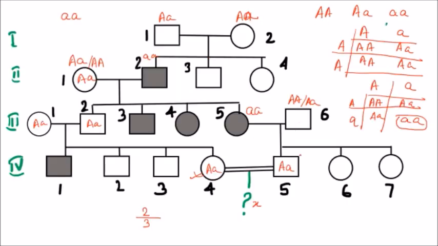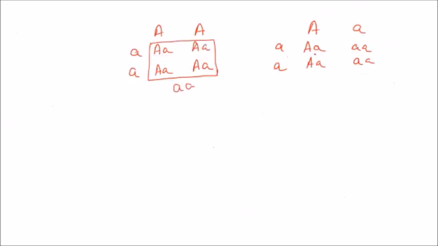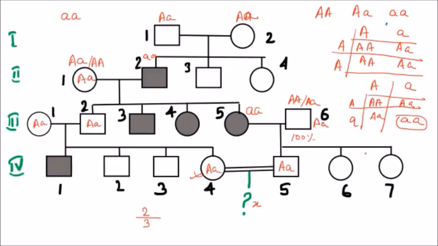And here also we have seen that none of the progeny is affected, but there is 100% chance that all will be carriers. But if this parent were small a or heterozygous, then what would have happened? There must be some offspring which would be affected, but as none of the offspring are affected, it means that this parent has homozygous dominant alleles.